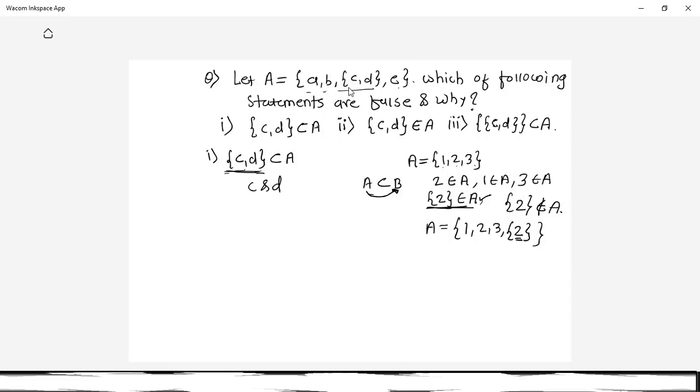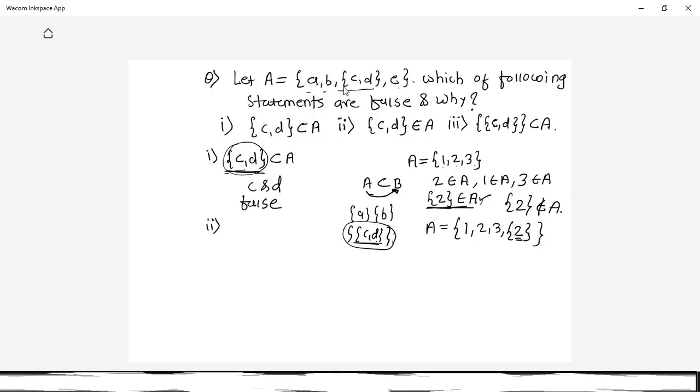If you find all the subsets of the set A, you will get sets such as A, then B, then C, D, and a set with one set as an element, and inside that C, D. So this is a subset, this is a subset, but this is not a subset, right? And hence this statement is false.